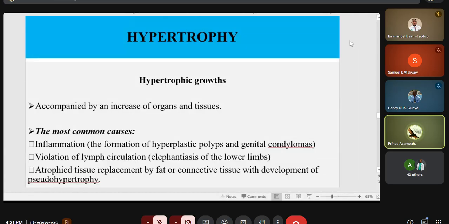Okay, so for hypertrophic groups, we have examples like polyps. For hypertrophy, you have adaptive and then compensatory. Some of the adaptive ones are the hypertrophic groups, and then polyps. I hope you know polyps. Okay, so they are there.